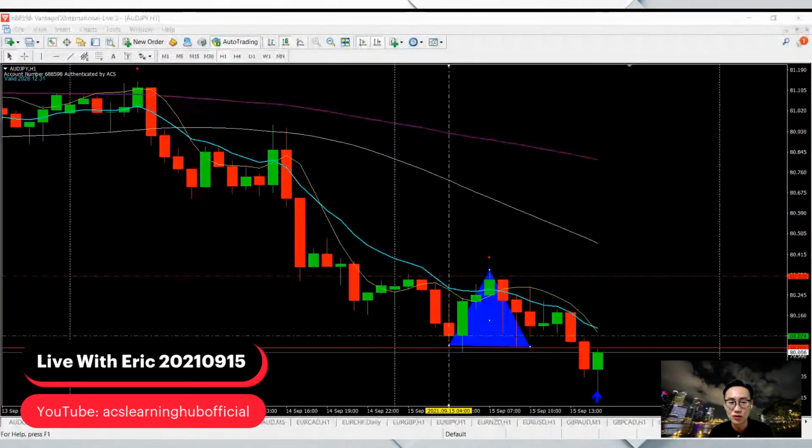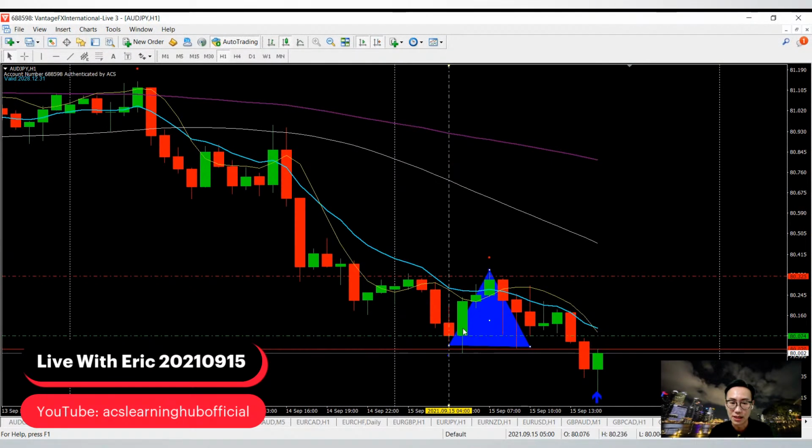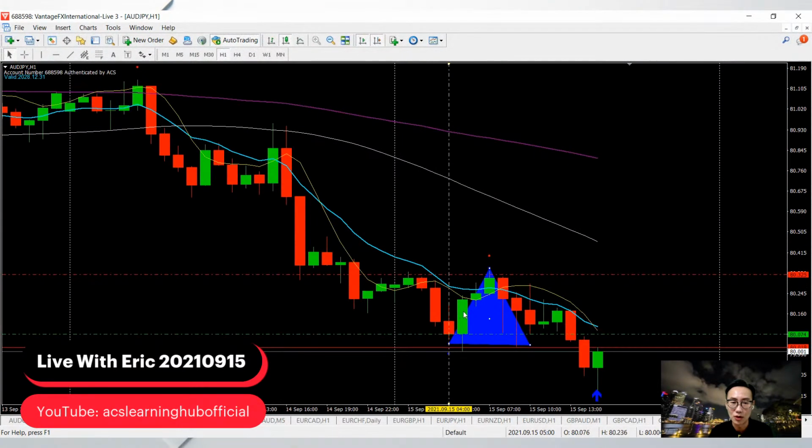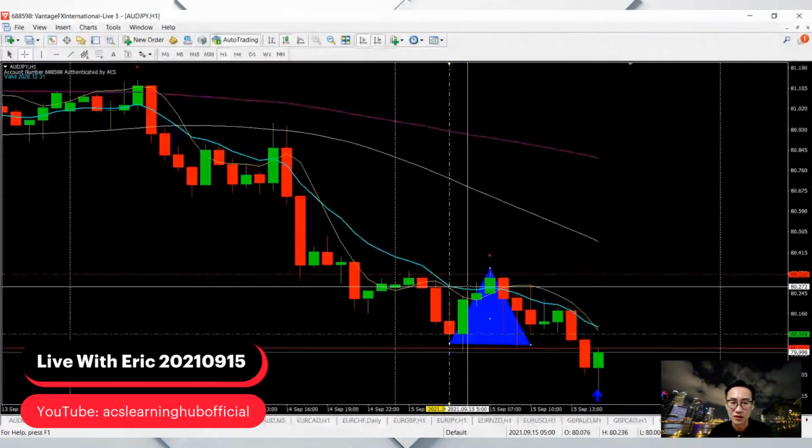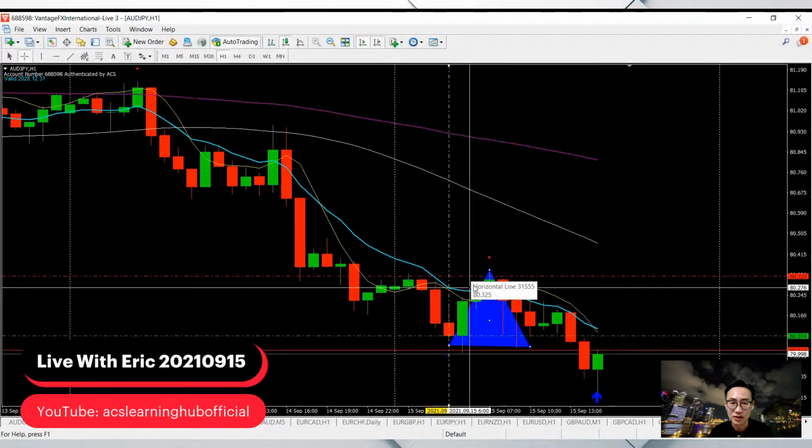Okay, so once you got it, once you are buying, you should be entering here like this. Support, and go up all the way. So your TP should be around here, before it meets the resistance. So it should be around here.